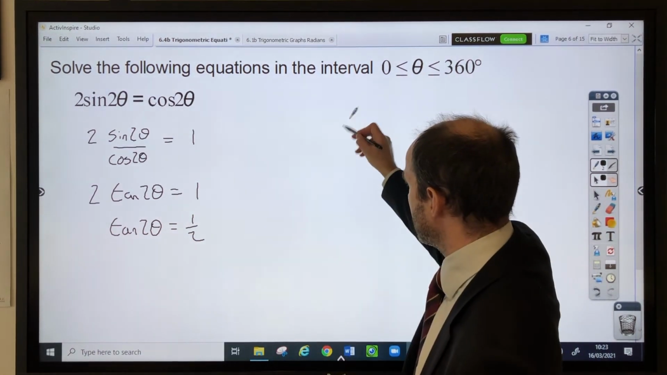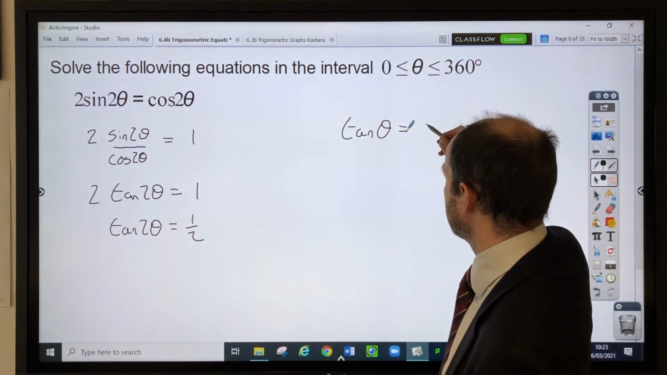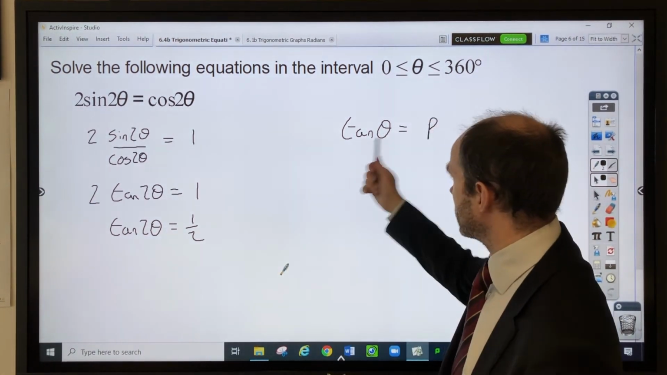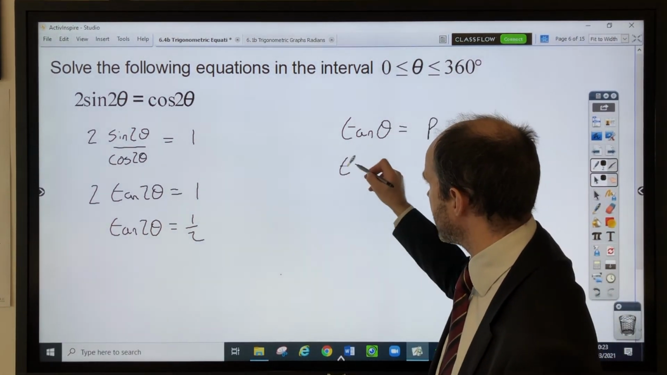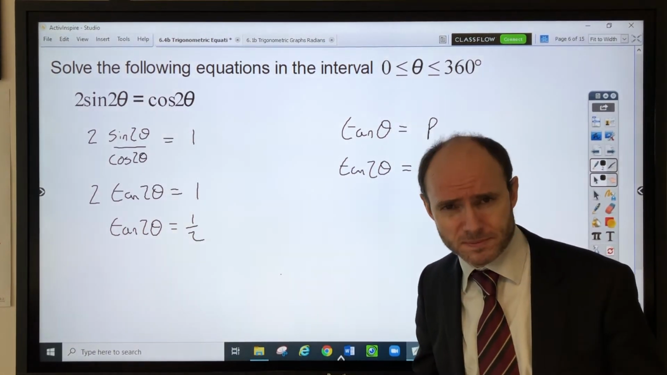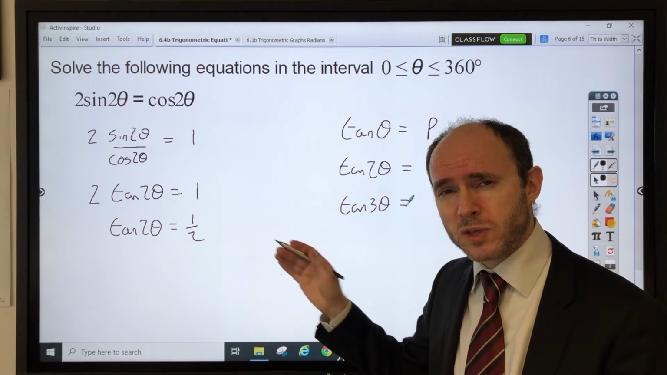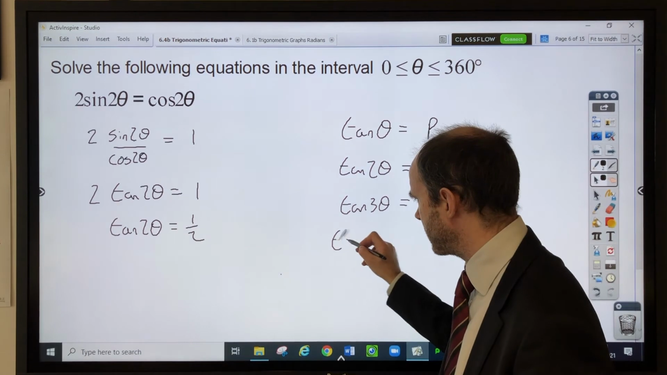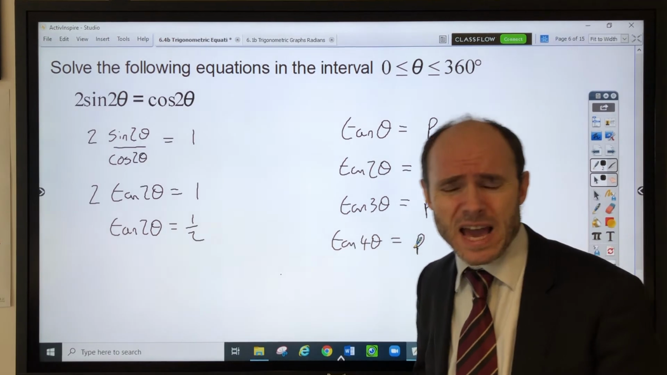So generally speaking, when you've got something like this, tan theta equals a number, doesn't matter what it is, okay? Let's call it P for just a constant number. Normally expecting 2 answers within this interval. But when it's tan 2 theta is equal to something, the number of answers are doubled. And when it's tan 3 theta, as we saw with the previous example with cosine 3 theta, the number of answers are trebled. You get 6 answers. And same again, so tan 4 theta, the number of answers multiplied by 4. It's a generally handy way of looking at it, isn't it?